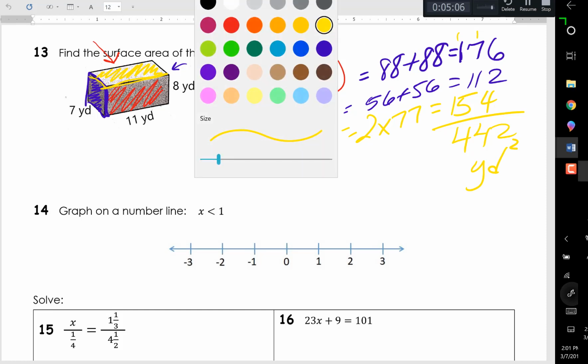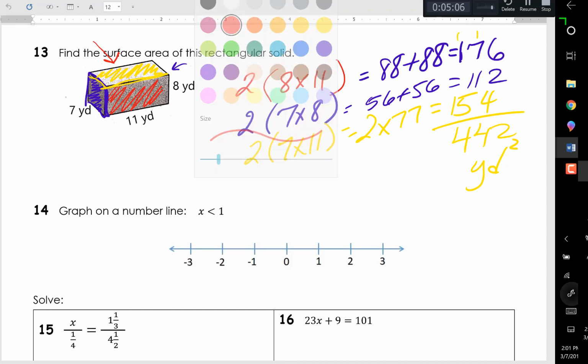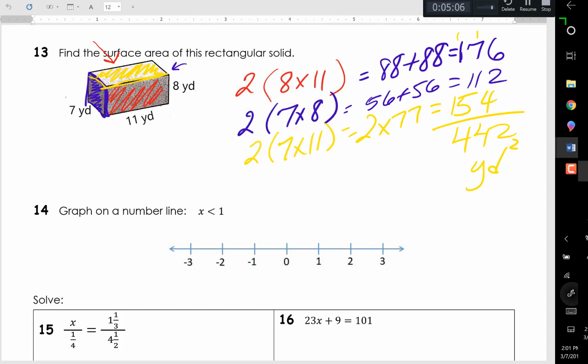All right, and then we wanted to graph this on a number line. We wanted to graph x is less than 1, and x is less than 1 means all the numbers less than 1. So we don't want to include 1, so we put an open circle on there, and then we want to talk about all the numbers that are less than that. So that is this way.